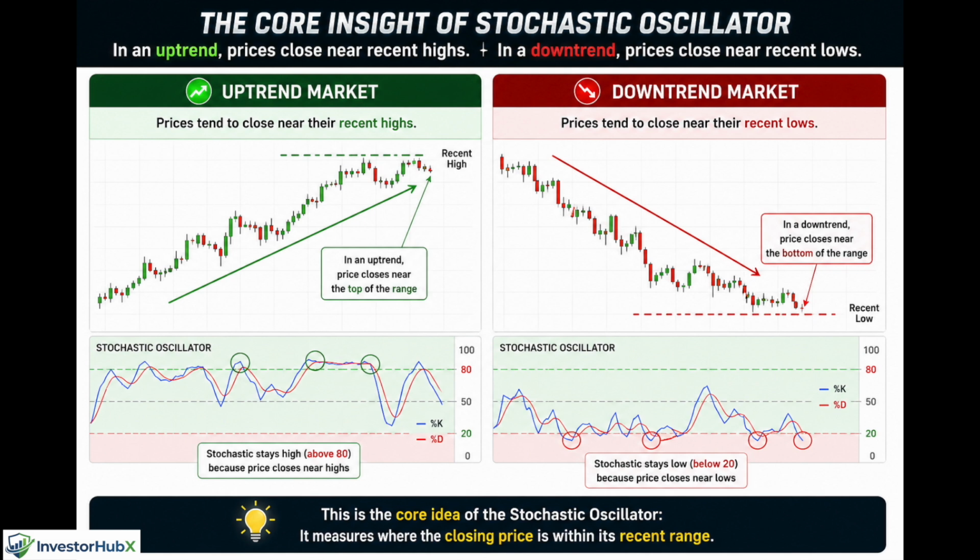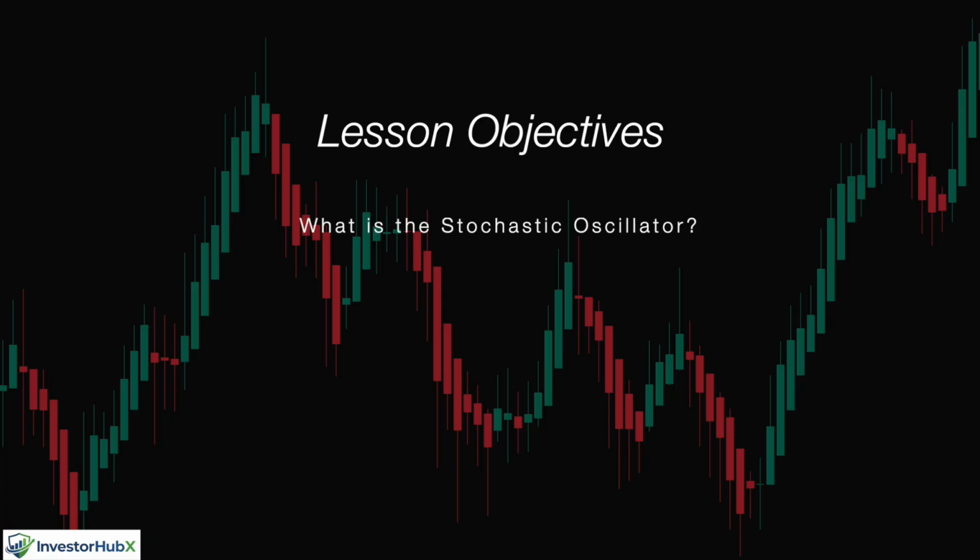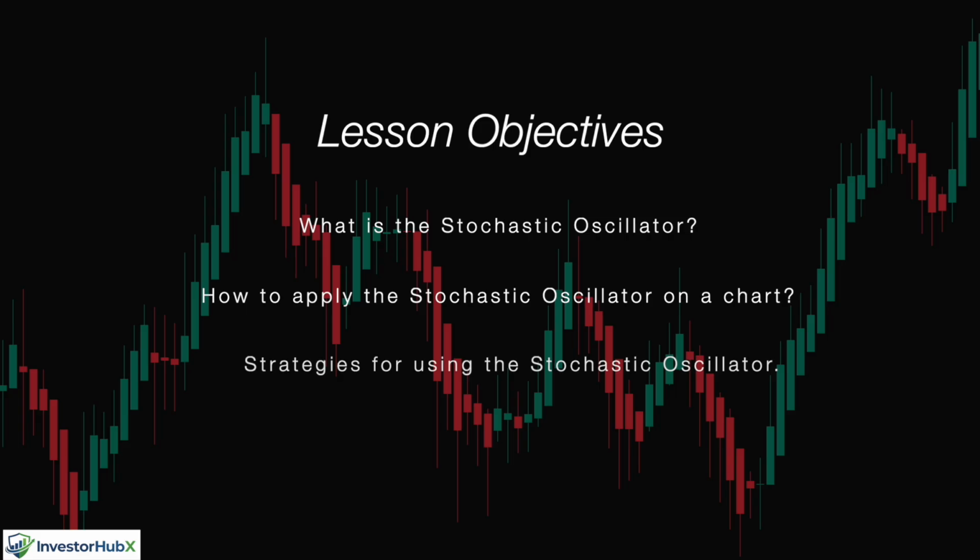The stochastic oscillator measures this relationship, giving traders a structured and repeatable way to assess momentum and identify potential turning points in the market. In this video, we will cover what is the stochastic oscillator, how to apply the stochastic oscillator on a chart, and strategies for using the stochastic oscillator.